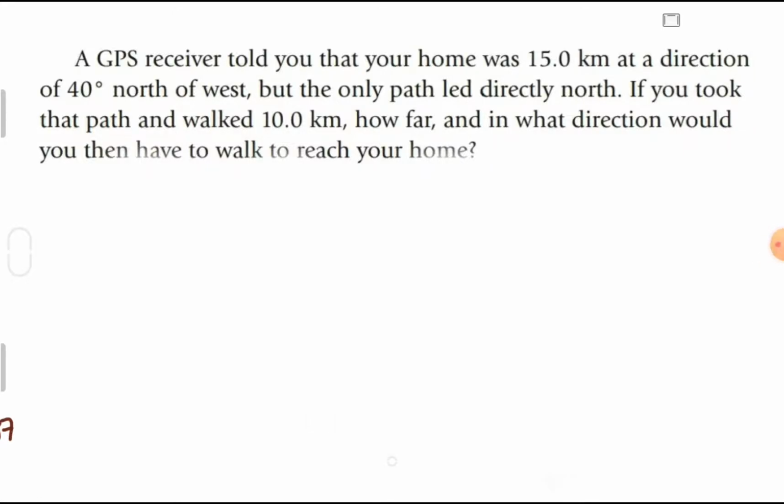This will be our next example for your vector and scalar addition. A GPS receiver told you that your home was 15 kilometers at a direction of 40 degrees north of west, but the only path led directly north. So if you took that path and walked 10 kilometers, how far and in what direction would you then have to walk to reach your home?